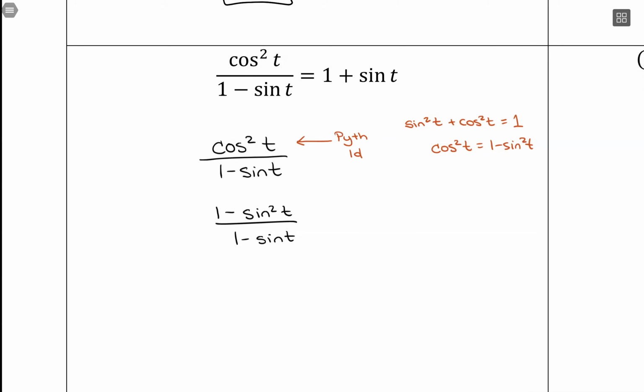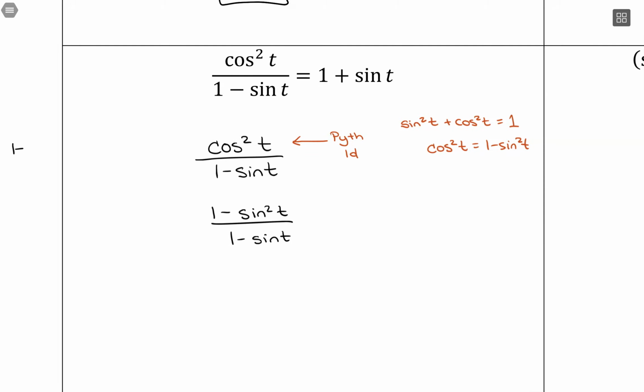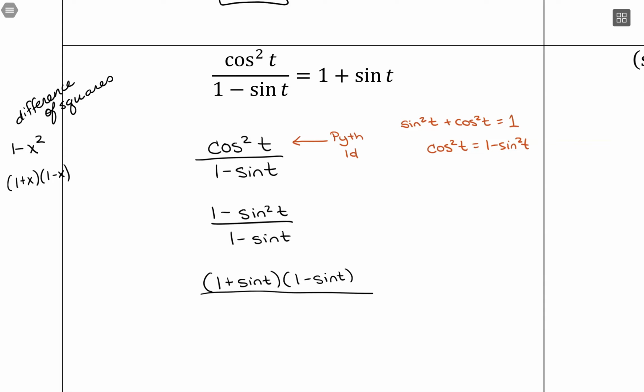Now, 1 minus sine squared, if it helps to see it in this form, is the same thing as 1 minus x squared. And we can factor that. This is the difference of squares. So factoring that, what it would look like is 1 plus x, 1 minus x. So I'm going to do the same thing, just with sine. So we'd have a factor of 1 plus sine, 1 minus sine, all over 1 minus sine.